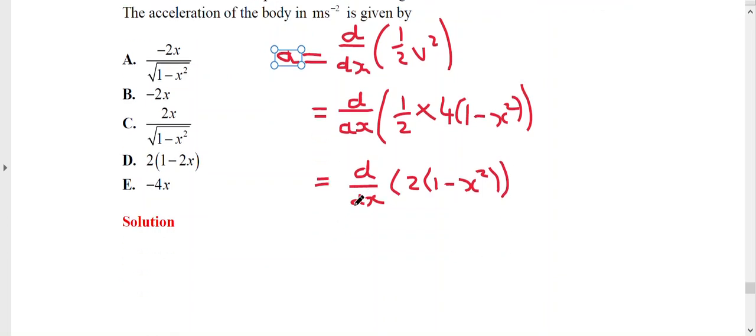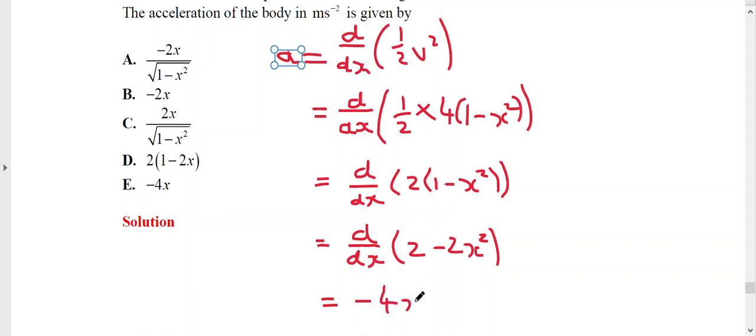And we now just need to find the derivative of the expression inside here with respect to x. So d dx of, let's expand the brackets, 2 take away 2x squared, and the derivative of that function with respect to x is minus 4x. So E is my answer. Multiple choice, I can circle E, but I could have used the other formula as well.